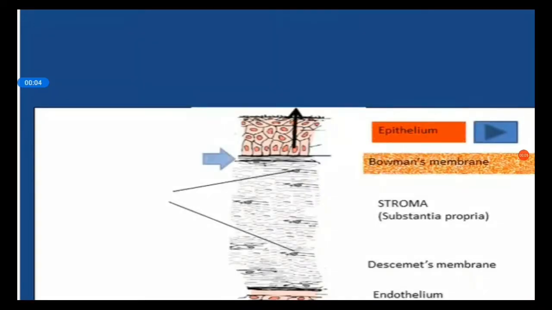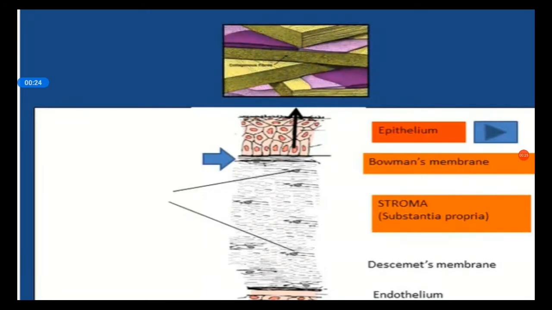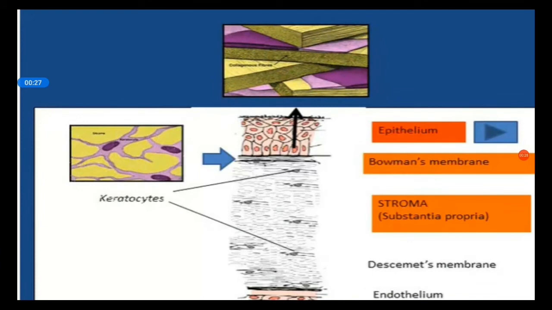The second layer is the Bowman's membrane. It is the most external layer of the stroma. If there is some injury to the Bowman's membrane, a permanent opacity will be there. Then comes the stroma, or the substantia propria, which is formed of collagen fibers, specially arranged and compact, and in between the fibers we get the keratocytes, the corneal cells, and also wandering white blood cells. On the back of the cornea we have the Descemet's membrane and the endothelium. The endothelium of the cornea cannot regenerate.